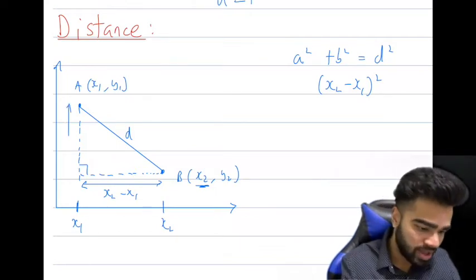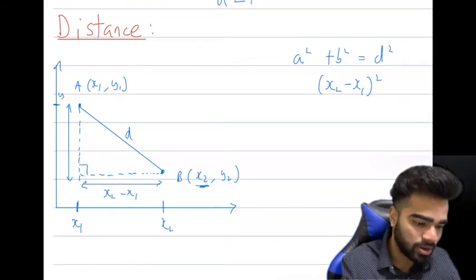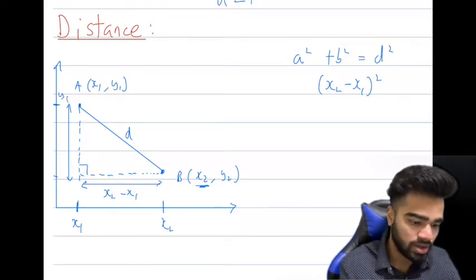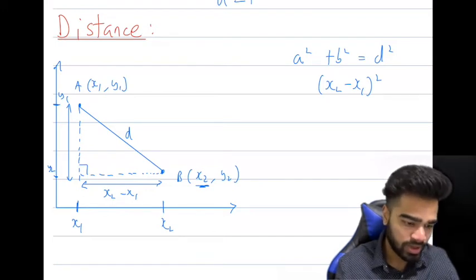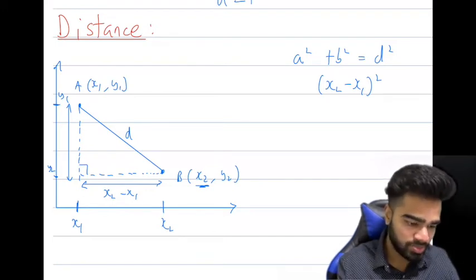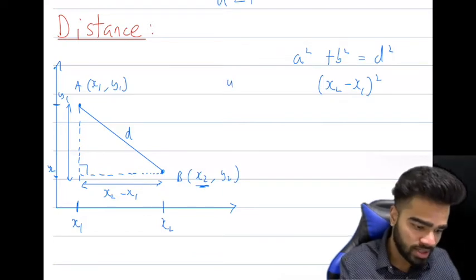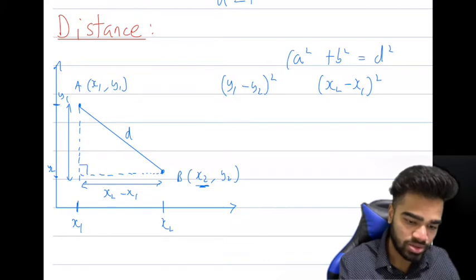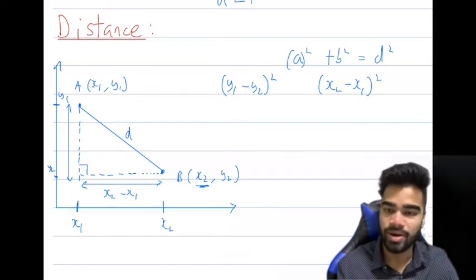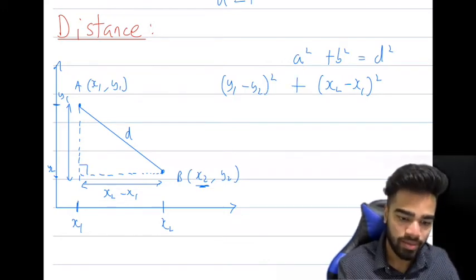So next, what about the height of this triangle? Same thing, guys. We know the top, the y coordinate is y1. We know the bottom, the y coordinate is y2. So then we can say the distance between these is going to be y1 minus y2, whole thing squared. So I'm replacing a with y1 minus y2. Okay, so it's plus, is equal to distance squared.